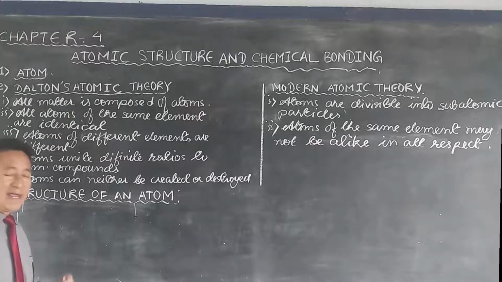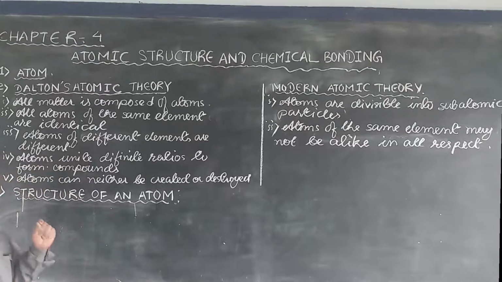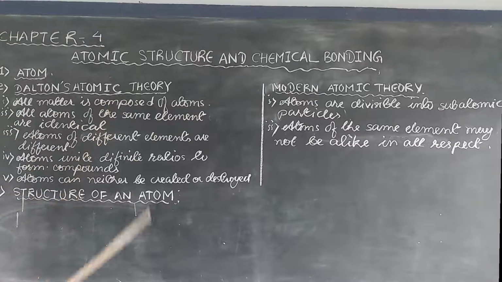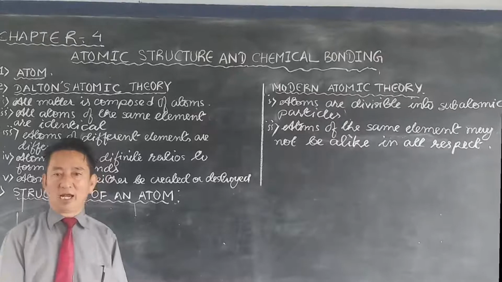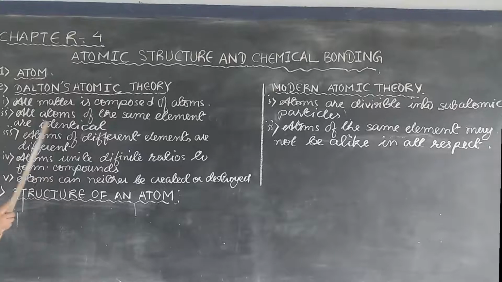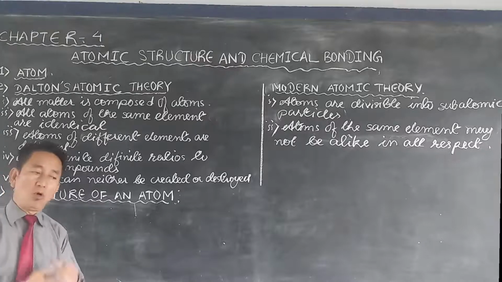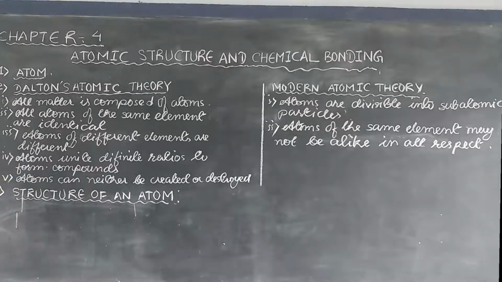John Dalton in 1808 proposed a theory of the atom, which is known as Dalton's atomic theory. According to this theory, number one, all matter is composed of atoms. All matter consists of minute particles, and he called these minute particles atoms. Number two, all atoms of the same element are identical in all respects. That means all atoms of the same element have the same physical and chemical properties.